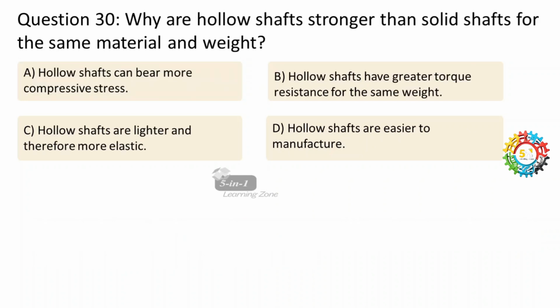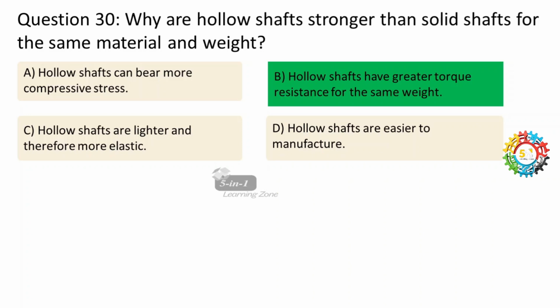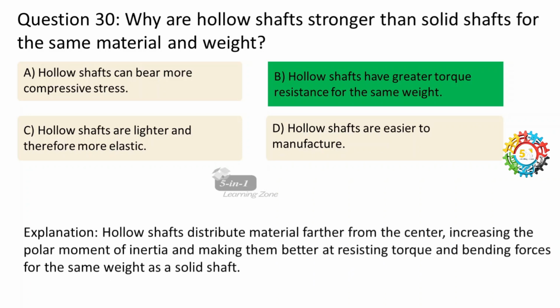30. Why are hollow shafts stronger than solid shafts for the same material and weight? Answer: B. Hollow shafts have greater torque resistance for the same weight. Explanation: hollow shafts distribute material farther from the center, increasing the polar moment of inertia and making them better at resisting torque and bending forces for the same weight as a solid shaft.